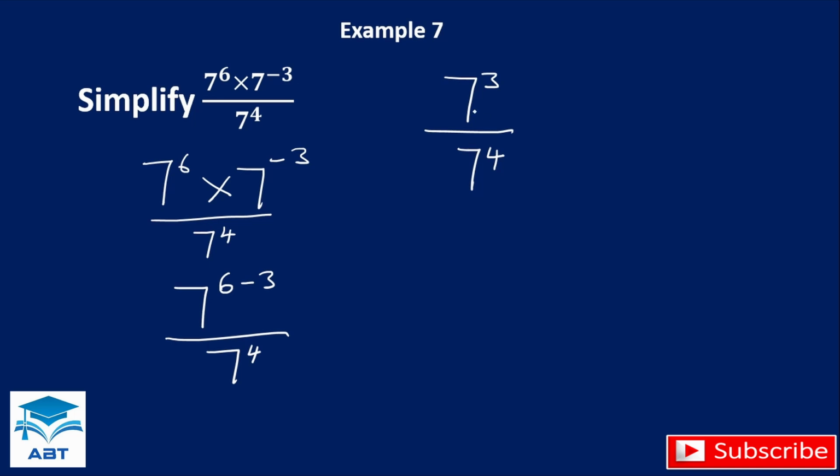And here, since the bases are the same and they are dividing, we subtract the second exponent from the first one. So we have 7 exponent 3 minus 4. And 3 minus 4 is negative 1. And according to the negative exponent rule, this can be written as 1 over 7 exponent 1. But 7 exponent 1 is 7. And this is the final answer.